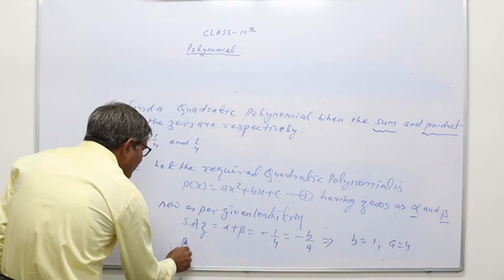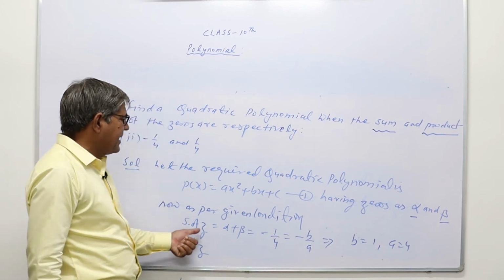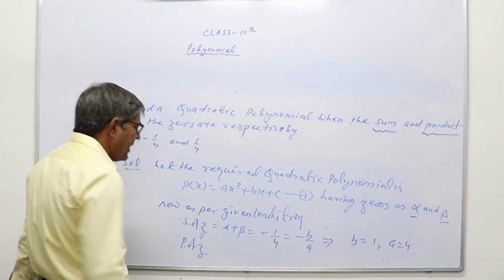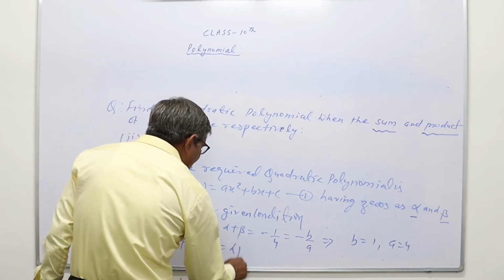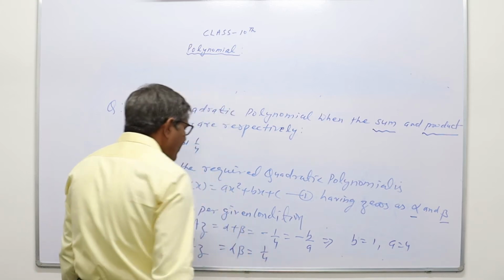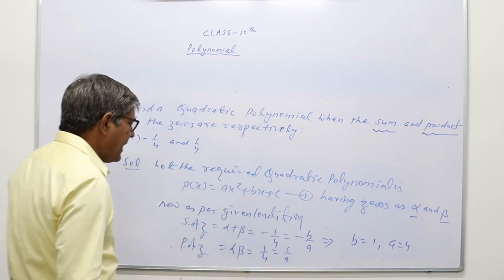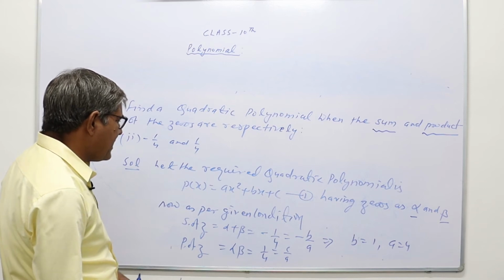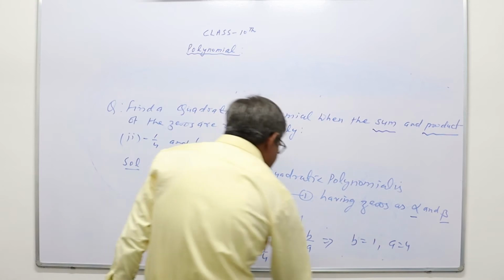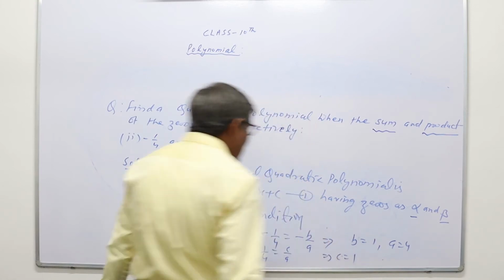Similarly, product of zeros P of Z, in short form sum means S, zeros means Z, product means P. So, product of zeros is alpha beta, and alpha beta is given as 1 by 4. And what is alpha beta? That is equal to c by a. So, here on comparing, a is equal to 4 and c is equal to 1.